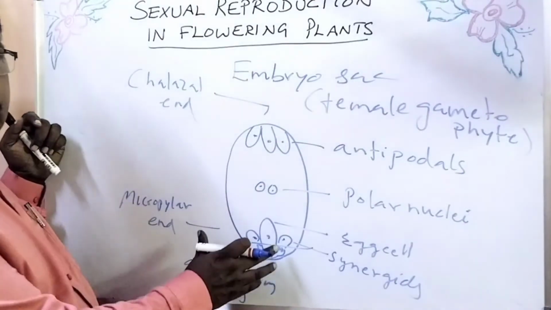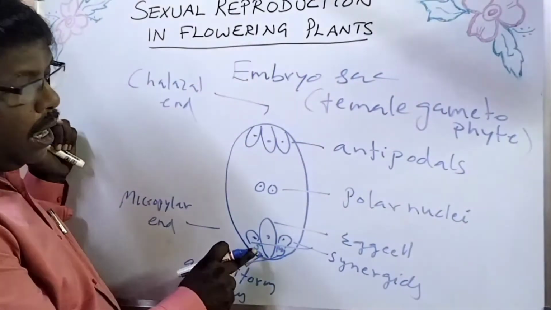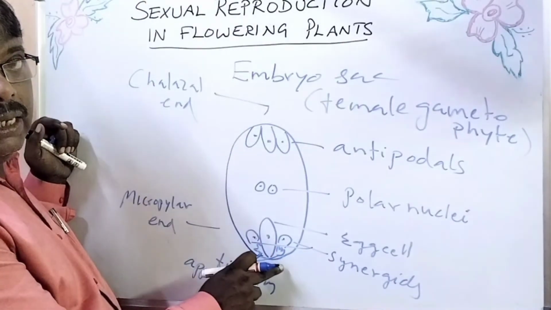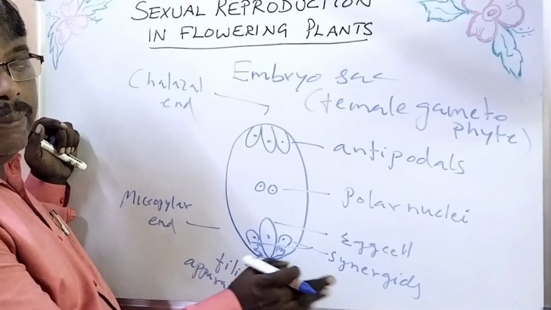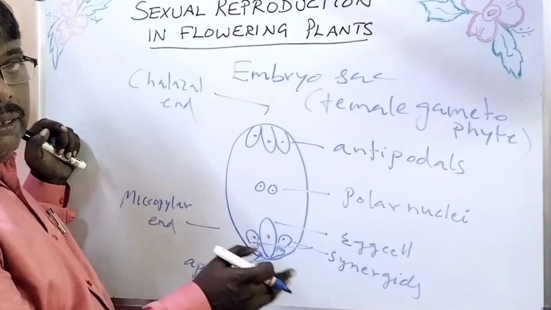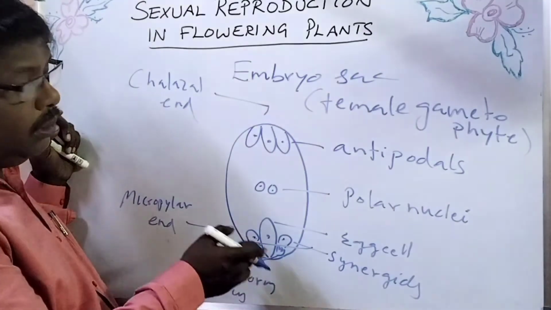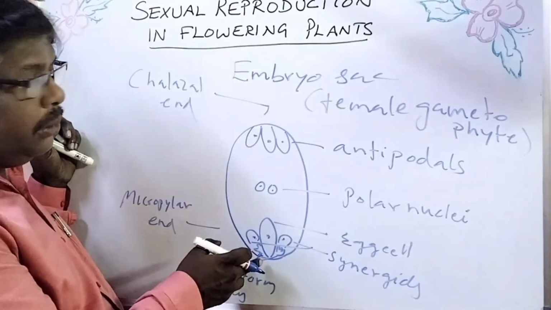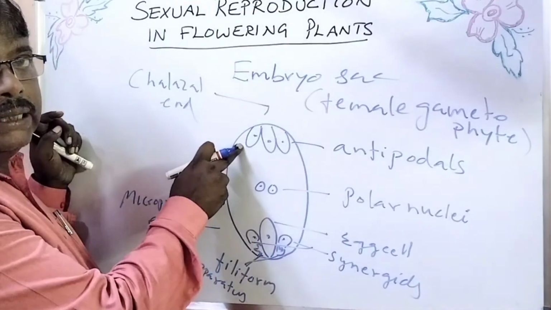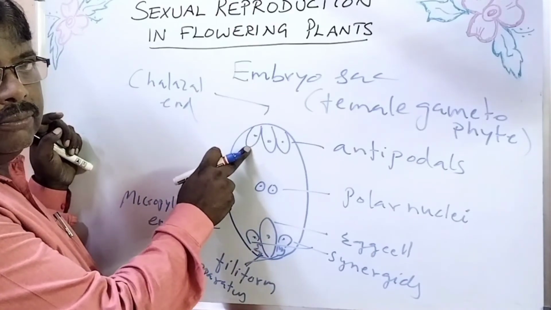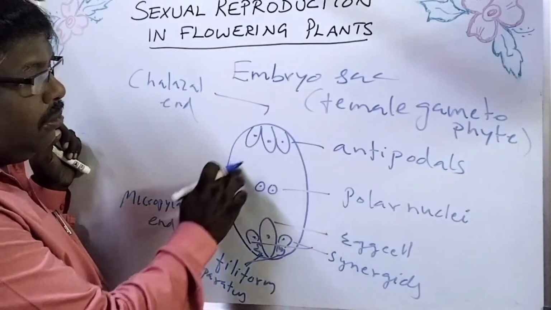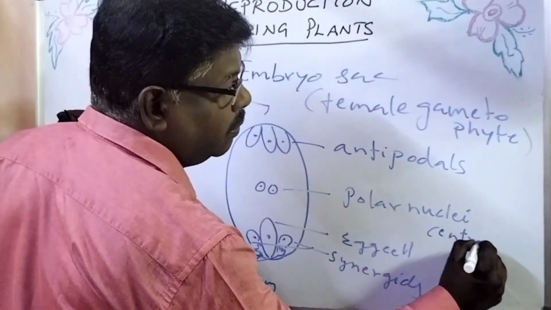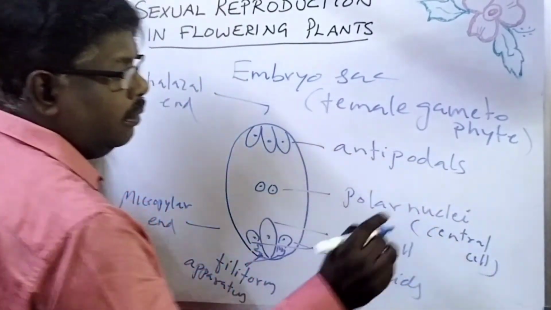You can see the egg apparatus in the micropylar end. There is one large single egg and that is supported by 2 synergids. And at the bottom there is the filiform apparatus. Actually, this filiform apparatus helps in guiding the pollen tube and the nuclei into the egg cell. So it helps in the movement of the pollen tube. And at the chalazal end we have 3 antipodals, right? And this is called the central cell. The polar nuclei area is also called the central cell.